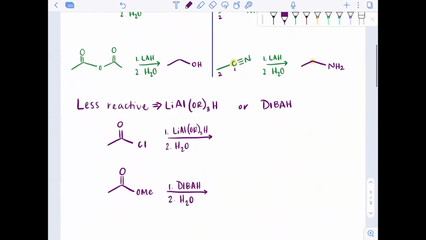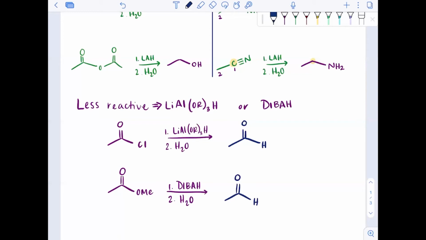Now, if you're stuck in a synthesis and you want to go back to our aldehydes, you want to use a less reactive hydride reagent. Now, these were our 2 options. The lithium aluminum variety here with our tri-oxygen component, or tri-ether, is solely for acyl chlorides, all right? And so when those acyl chlorides react, you can stop at the aldehyde. DIBAL-H is the reagent to use for esters.